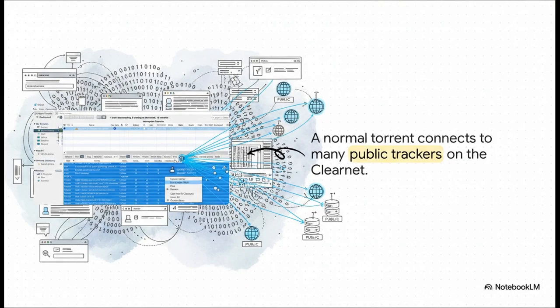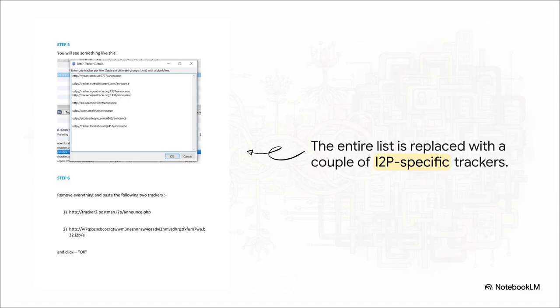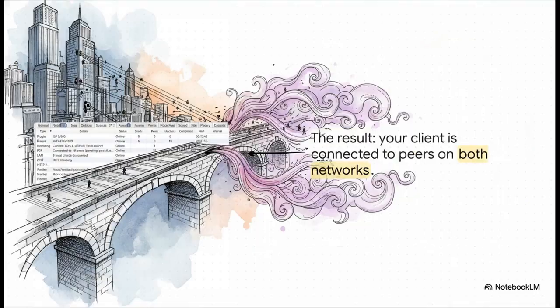Here's a standard torrent client. See that long list of addresses under trackers? Each one of those is a public server on the Clearnet, and they're all helping connect people who are sharing this file. And here it is. This is the magic step. You take that entire list of public trackers, you just wipe it clean, and you replace it with one or two special trackers that only operate inside the private I2P network. And boom, just like that, the bridge is built.